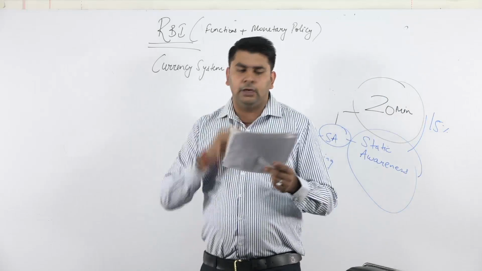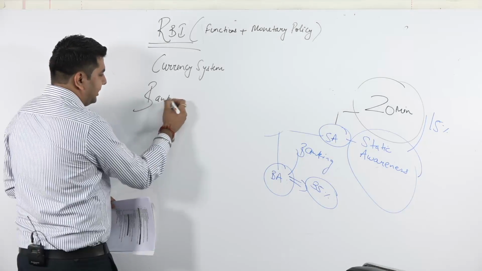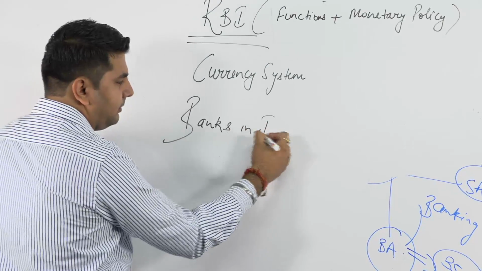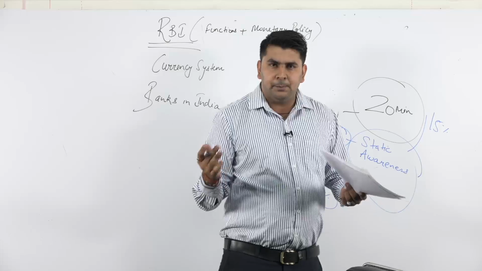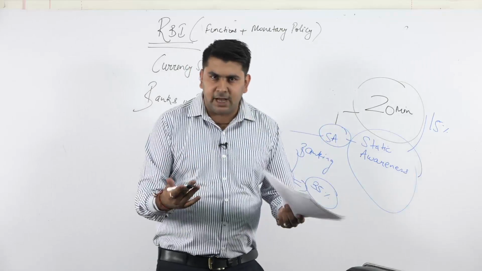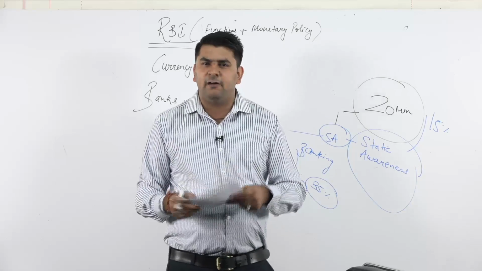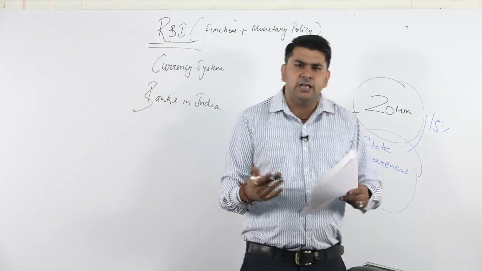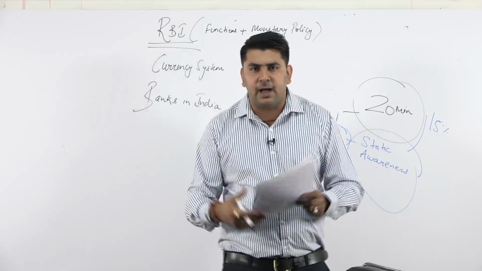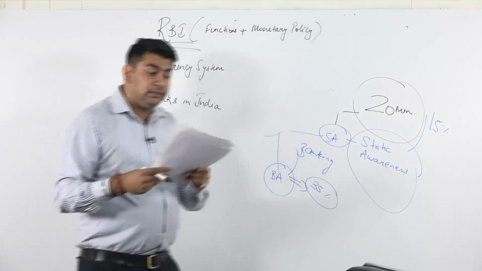The third important point is the banks in India. In banks in India, we have to cover the types of banks. Mainly we have domestic banks and international banks. Among domestic banks, we have private sector banks, public sector banks, regional rural banks, cooperative banks, and n number of different banks. You all have to study this particular topic.